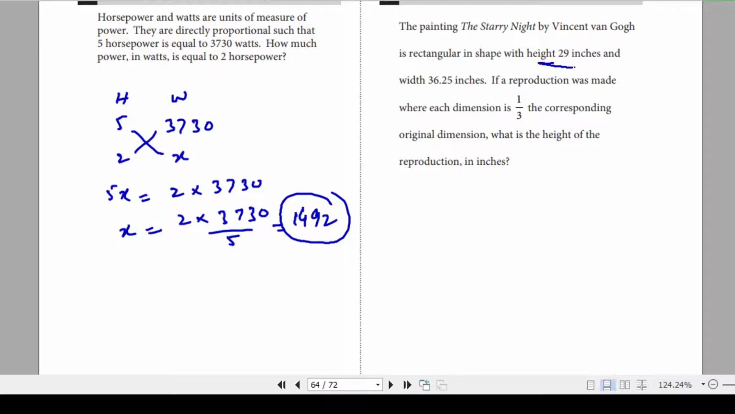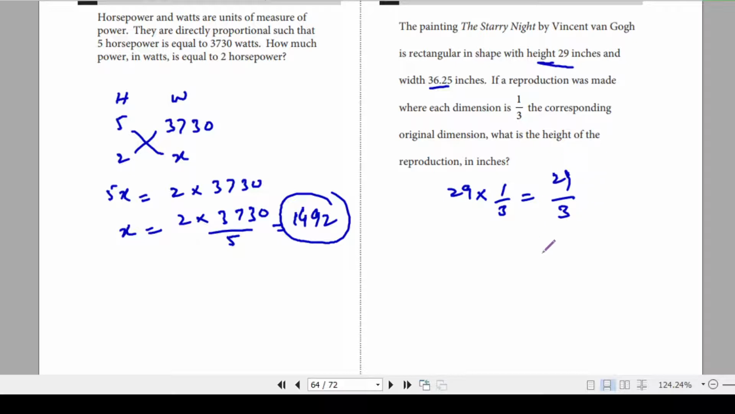inches and width 36.25 inches. If a reproduction was made where each dimension is one third the corresponding original dimension, what's the height of the reproduction in inches? So height is actually 29. You are making it one third. So that's 29 times 1 over 3. That is 29 over 3.